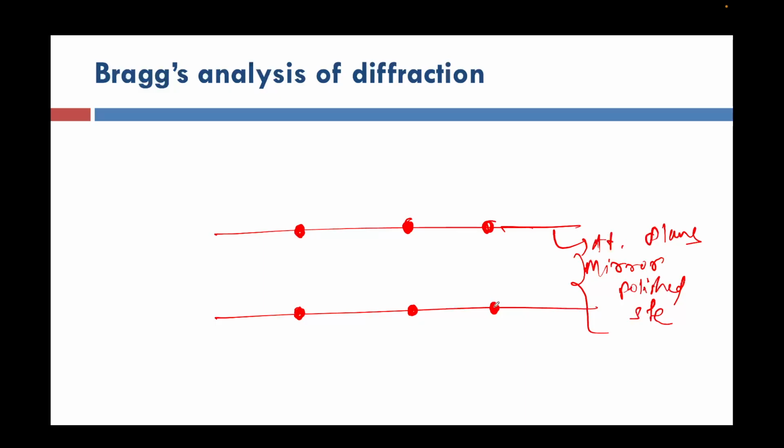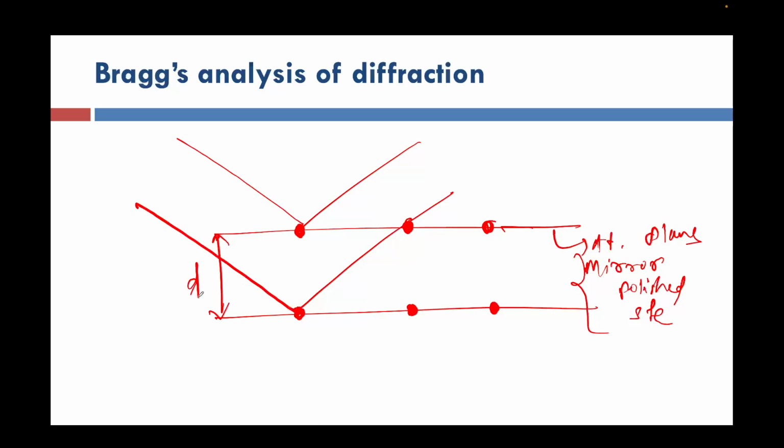So when they consider these as mirror polished surfaces, my incident beam is coming like this and then going out. He assumed that instead of scattering happening, reflection is taking place. That is why Bragg's law is always called the simplified version of Laue's diffraction law. He said, let's say the interplanar spacing is d.